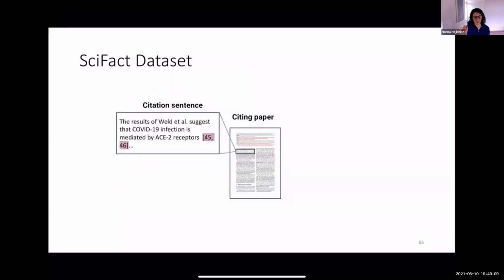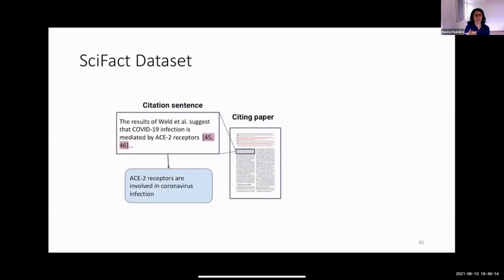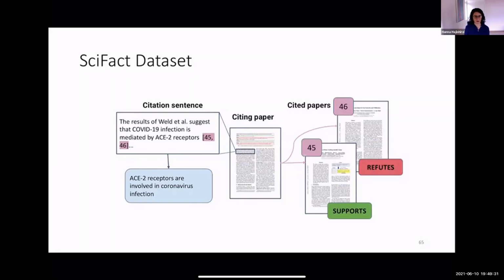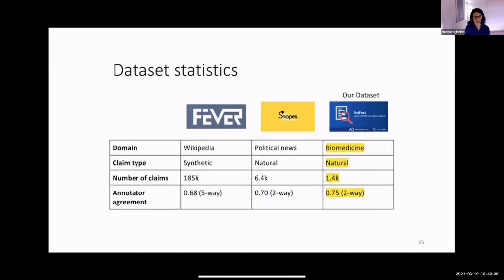We look at the citing paper, we look at the citation sentence, and we simplify it such that the claims are atomic. Then we look at the cited papers, find out whether they are supporting or refuting the claim, and which sentences are actually talking about this claim, and highlight those as a rationale.